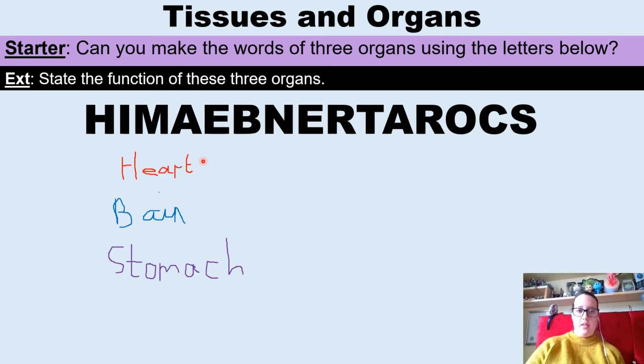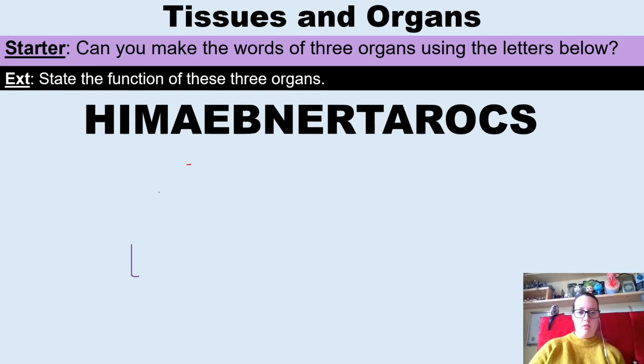Okay, so these are the 3 organs that you should have come up with: heart, brain, and stomach. That's quite embarrassing because I've missed out the R in the brain. There we go. Heart, brain, stomach. You may have found other words in there like star, bones, tar. There's loads of other words in there that you could have had. Let me just rub that out and then we'll go through the objectives.